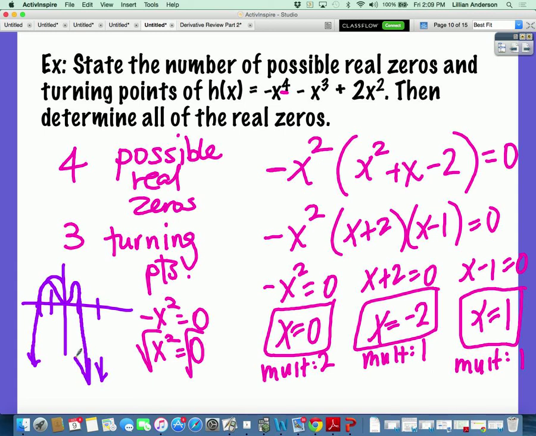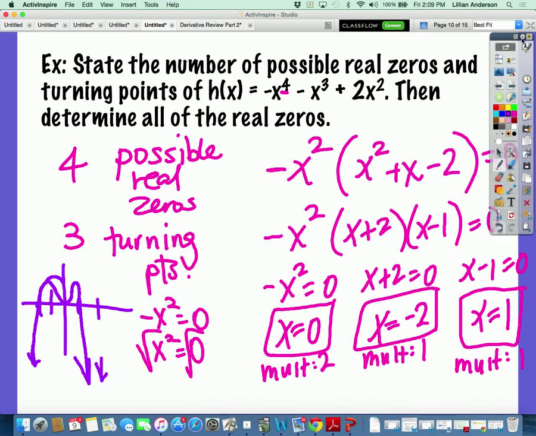Did everybody see that? Yeah, that makes more sense. Wait, so do it again. Okay, so we know our end behavior is going to be this, because it's negative and it's even. So that means my graph is going to cross at -2. It's going to touch at 0, but not cross. And then it's going to cross at 1. So it does follow our end behavior.